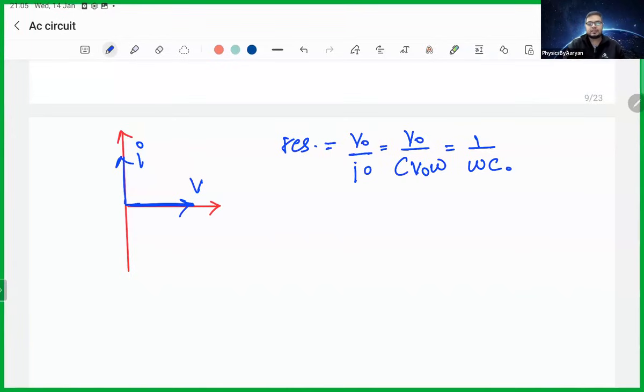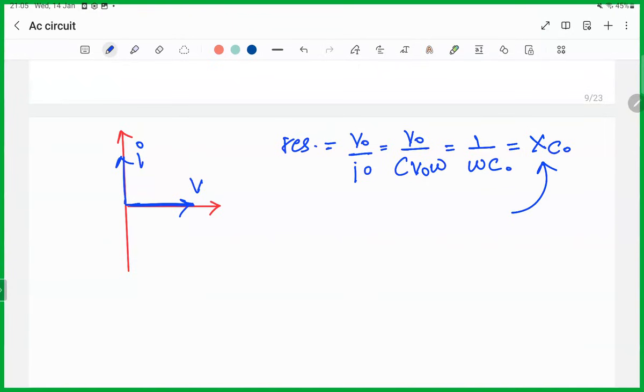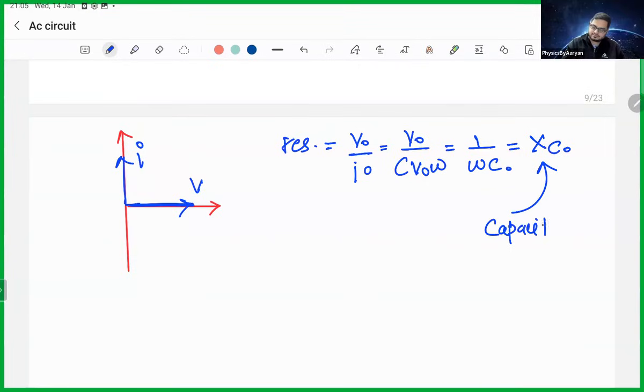1 by omega C. So this is your resistance, and we call it XC. What is the name of it, anyone? Capacitive reactance. So this word reactance is very important.